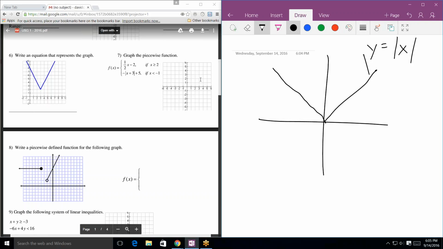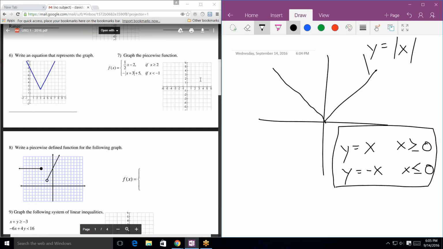What it really is, is a piecewise function. Here's what it is. It's y equals x when x is greater than or equal to 0, and it's y equals minus x when x is less than or equal to 0. And instead of writing it as a piecewise function like this, they combine it and write it as y equals the absolute value of x. Okay? So let's talk about piecewise functions.